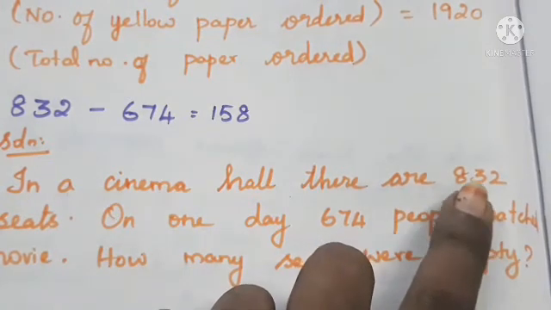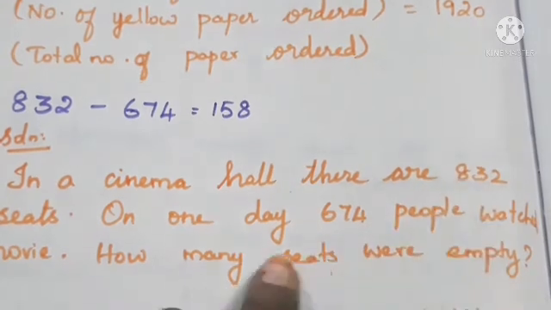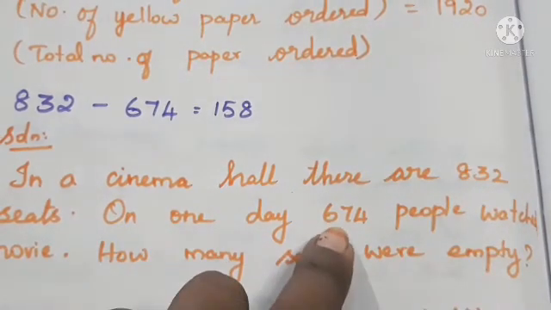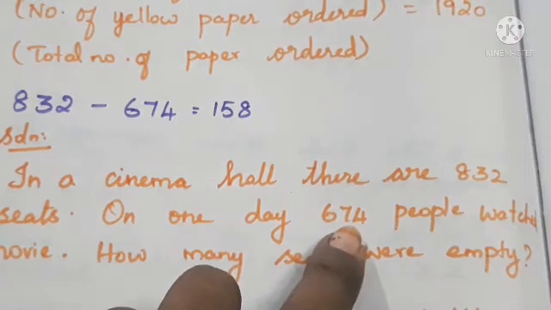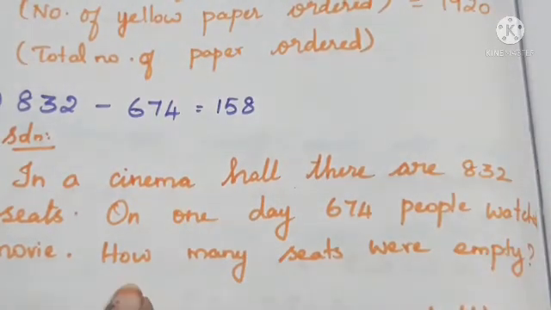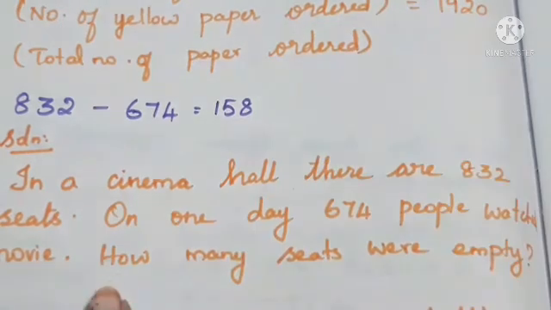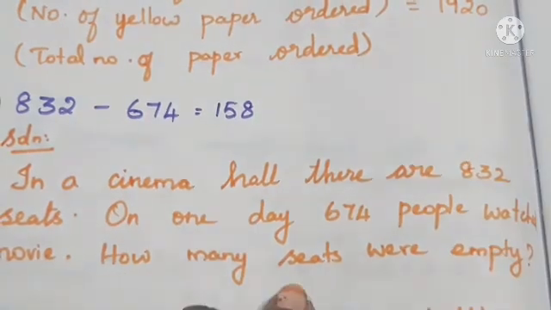Okay, this is the total number of seats available in the cinema hall. So in one day, how many people watched the movie? That is 674 people watched the movie. So how many seats were empty, ma? That is 158 seats are empty. Okay, we are asked how many seats were empty.